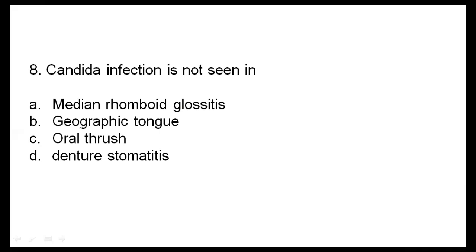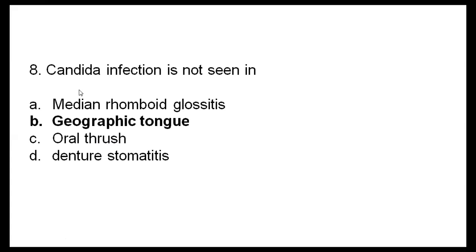Candida infection is not seen in median rhomboid glossitis. Median rhomboid glossitis, we hear about the tuberculum impar and all that, but that is not accepted now. It is a candida associated condition where on the dorsum of the tongue you find a rhomboid patch. Geographic tongue is more of a dermatological condition, associated with psoriasis. So it's not at all associated with candida, like you all said. That is the correct answer.